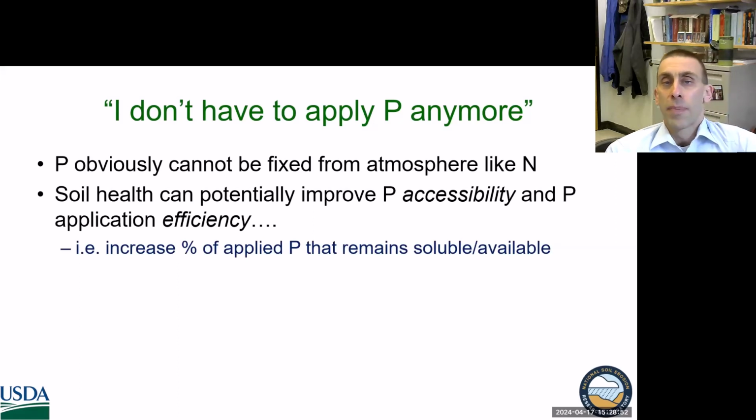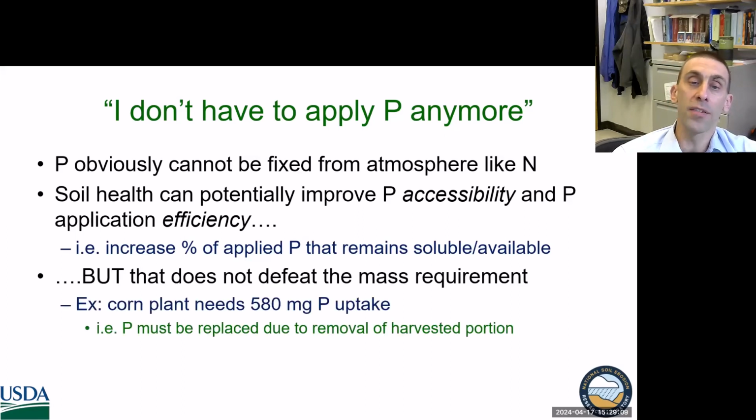So soil health can potentially improve phosphorus accessibility and phosphorus application efficiency. And what I mean by that is it can increase the percentage of phosphorus that's applied that remains soluble and available to the plant. But it does not defeat the mass requirement of the plant. I'll give you an example. Corn has to take up 580 milligrams of phosphorus per plant in order for it to produce maximum yield.